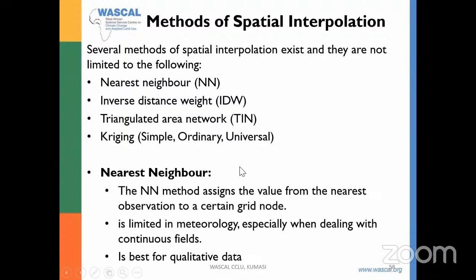With the nearest neighbor, it assigns the value that is closest to the observation of a particular grid node that we are interested in. Mostly this is limited for continuous fields. When we want to do a continuous field like temperature or rainfall, we are limited in using the nearest neighbor. This is best for qualitative data interpolation, such as land use classifications, which can be easily done using the nearest neighbor.